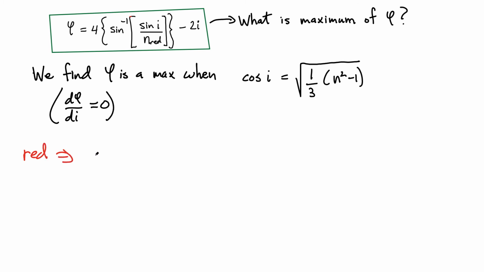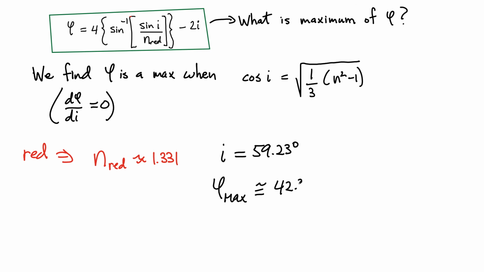For red, the index of refraction, again, I said is approximately 1.331. So I can substitute that into this expression and then find what the angle I is. If I do that, I find that the angle I is approximately 59.23 degrees, and that was close to the 60 I had in the table. Then you substitute it back into the angle phi, and this is going to give me my maximum angle. If I do that, I get that the angle phi is approximately 42.3 degrees. And that's what you had in the table, which we had at 60 degrees.